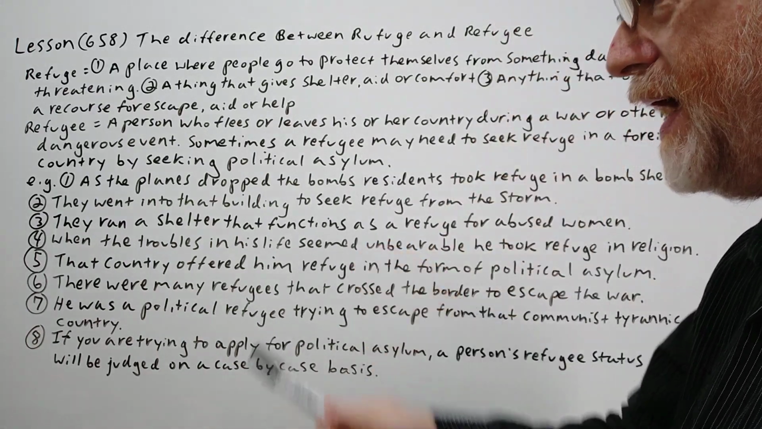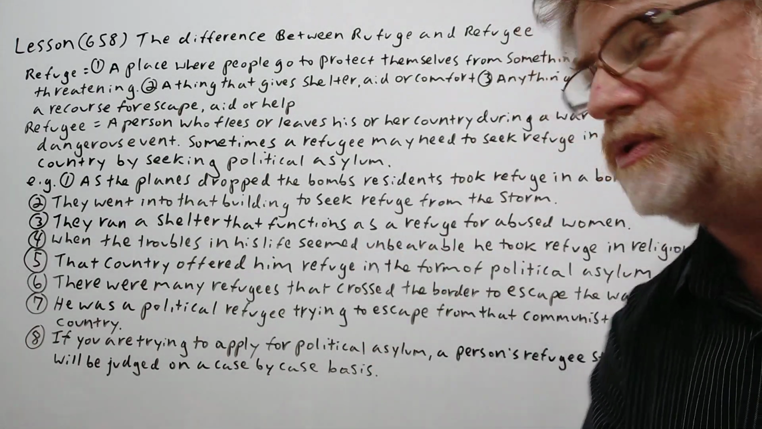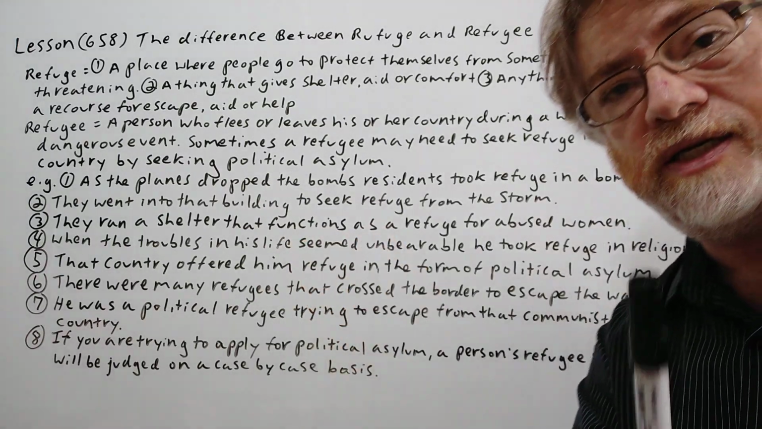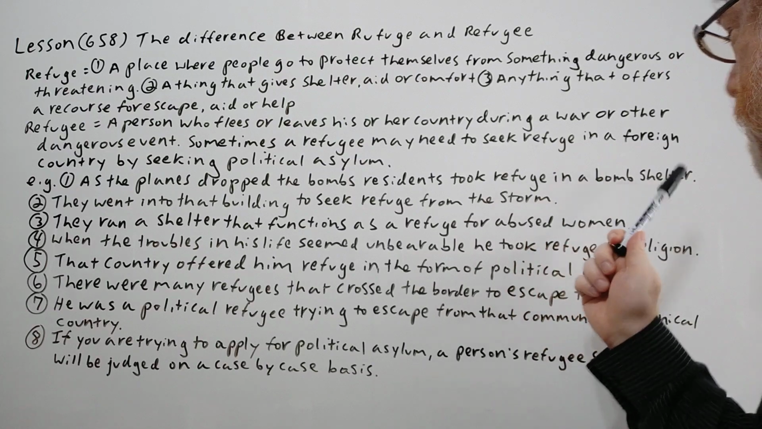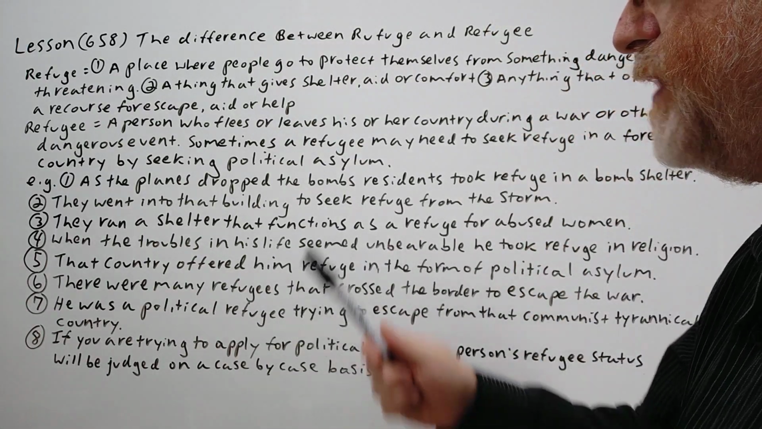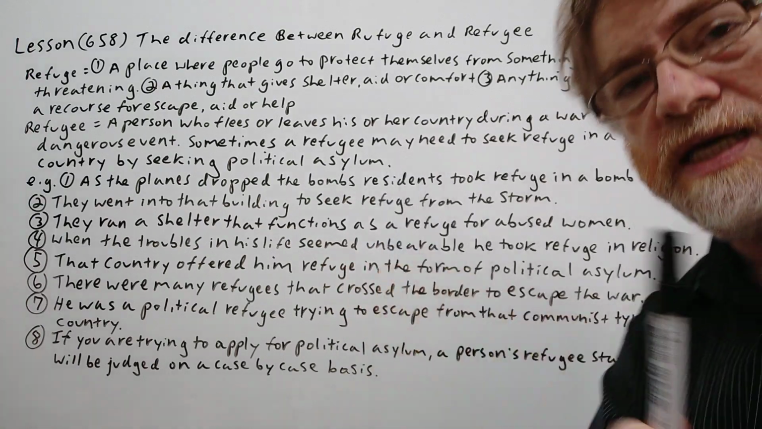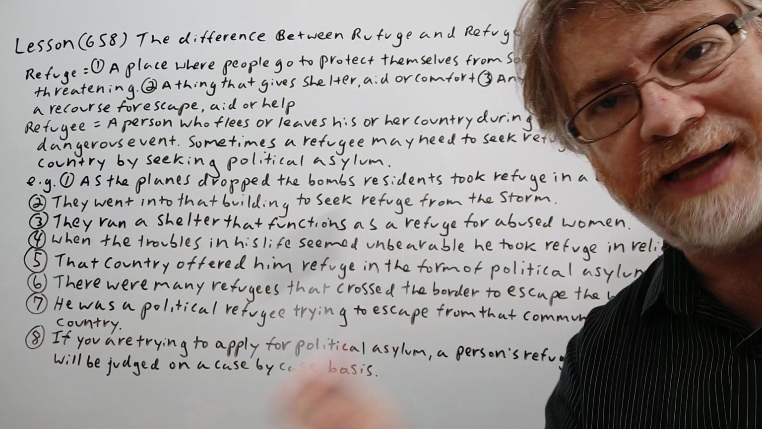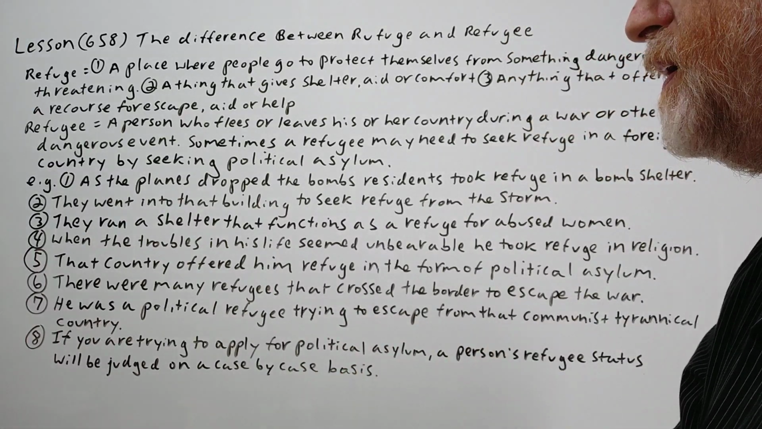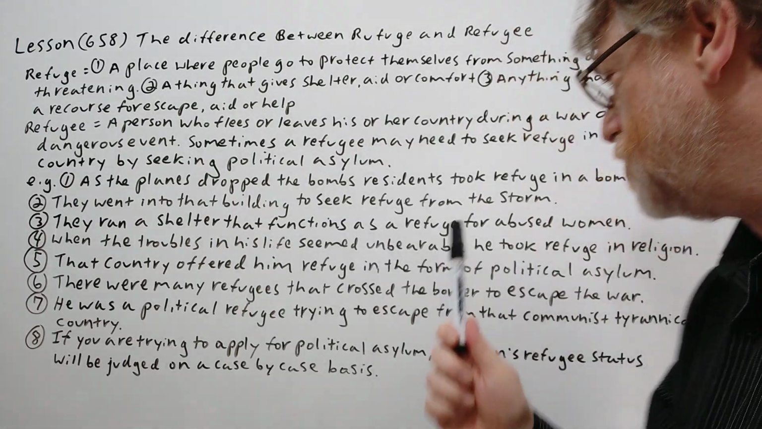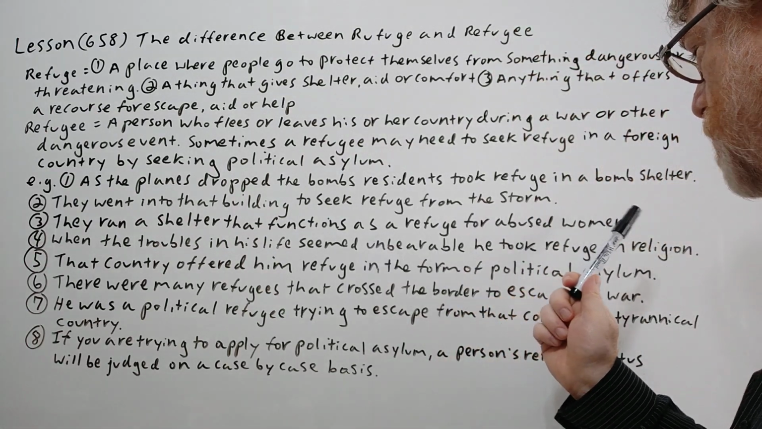All right, and we have eight examples here to show just how it's used. Here's the first one. As the planes dropped the bombs, residents took refuge in a bomb shelter. Number 2, they went into that building to seek refuge from the storm. Good. So we have take refuge, seek refuge. Number 3, they ran a shelter that functions as a refuge for abused women.